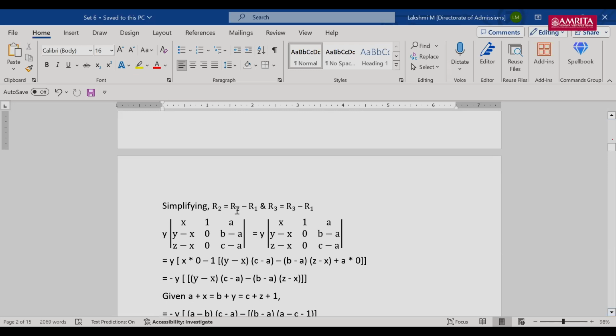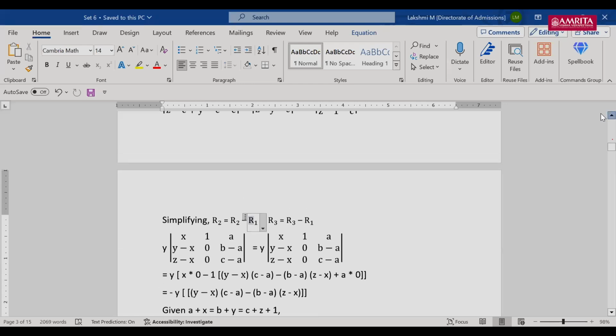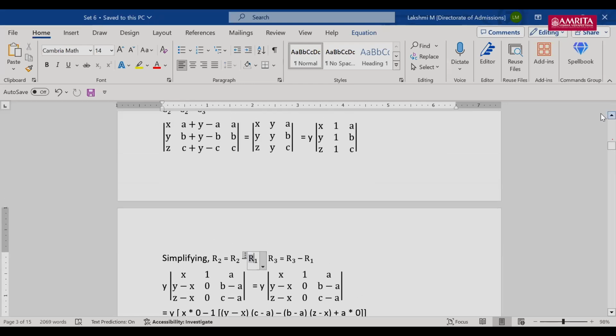So what I've done is I have performed 2 row operations, that is R2 is equal to R2 minus R1 and R3 is equal to R3 minus R1. Because I just want to simplify it. I just want to get the answer in one step. So if I'm doing it something like R2 minus R1, the first part will be X1A, Y minus X0, B minus A, Z minus X0, C minus A.